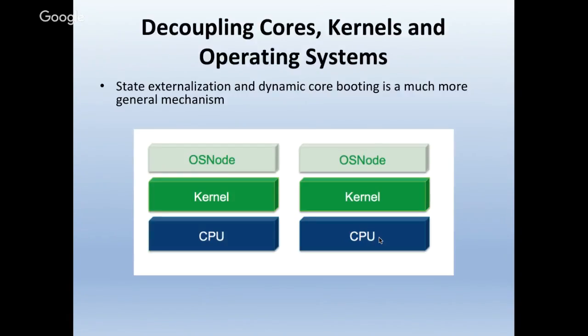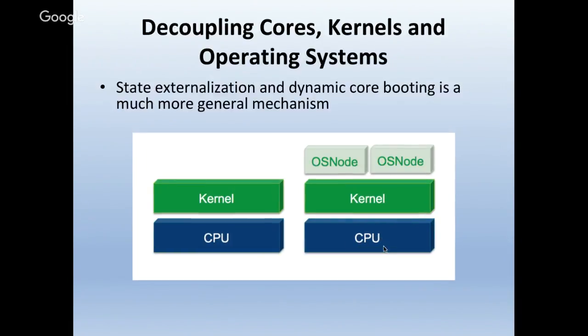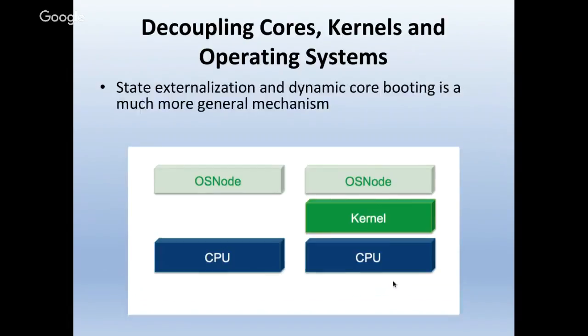So this method of state externalization and dynamic core booting is a much more general mechanism, because we are now able to move the per-core state around internally in our system, and we can also replace the kernel dynamically on the needs of the OS.